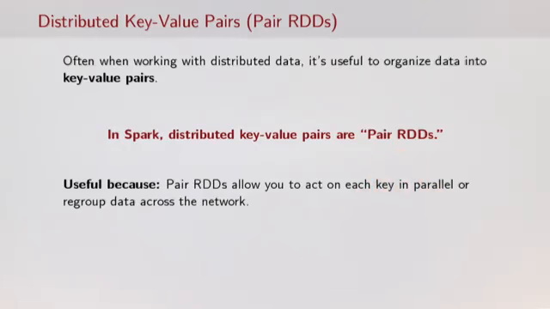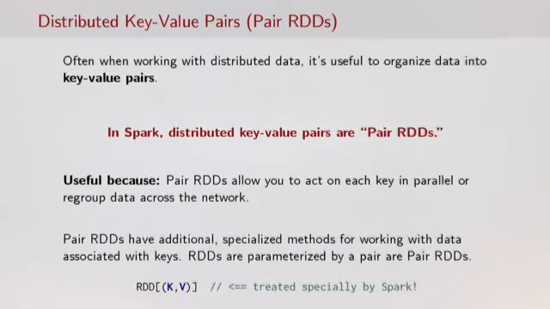And they're particularly useful because they allow you to do special operations per key in parallel, and they allow you to group data by keys across the network. Very importantly, pair RDDs come with special methods for working with data that's associated with a corresponding key. That is, pair RDDs have extra methods related to keys that regular RDDs don't have. So if you try to call some of these methods on an RDD which is parameterized by type integer, so an RDD full of integers, the compiler would say, nope, I can't do it, and it will give you errors saying the method cannot be found.